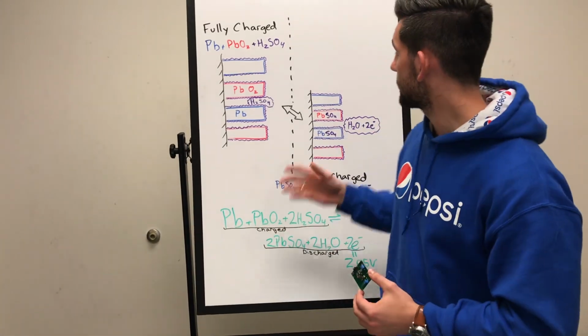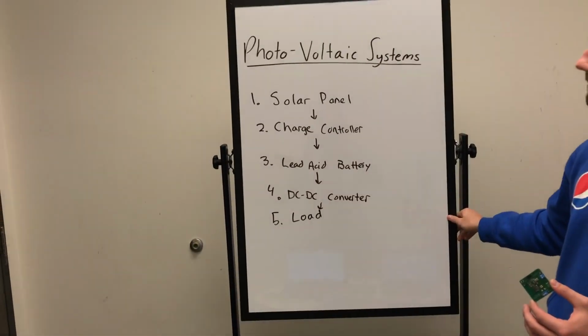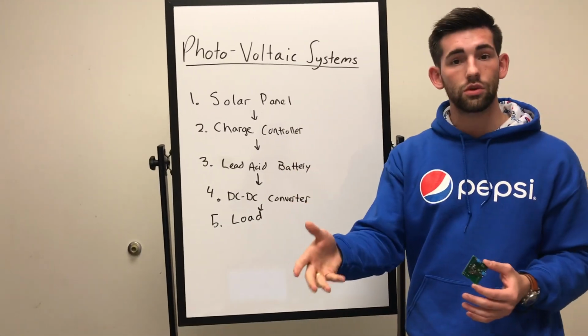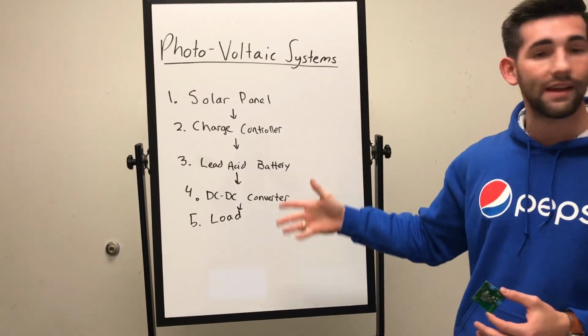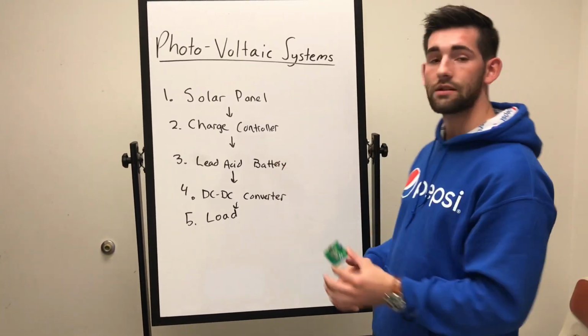And so now that we've discussed the photovoltaic system from beginning to end, from the solar panel, which charges through a charge controller, maintaining charge for a lead acid battery, ultimately going through a DC to DC converter into our load.